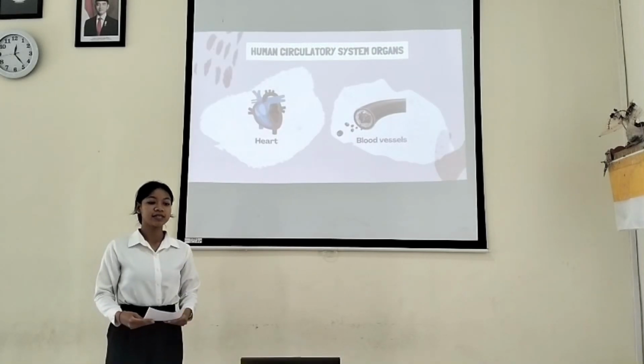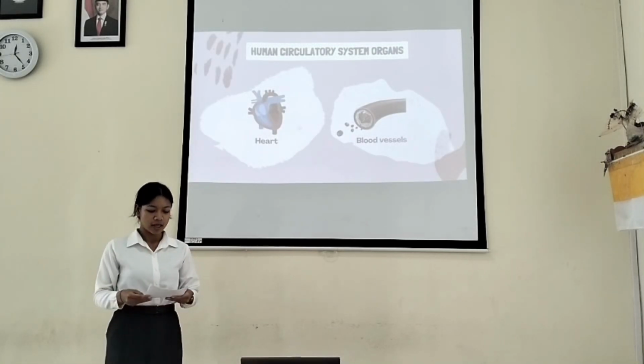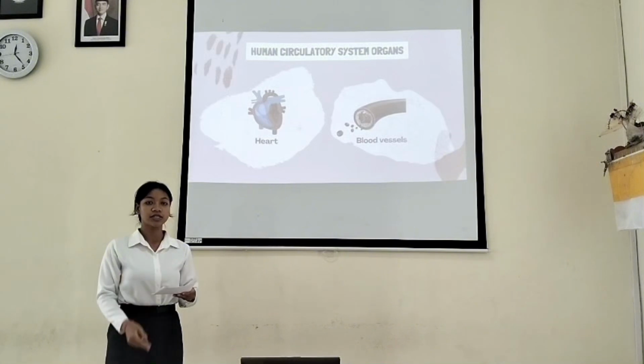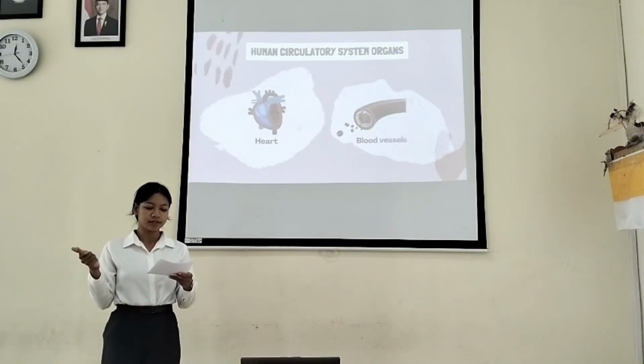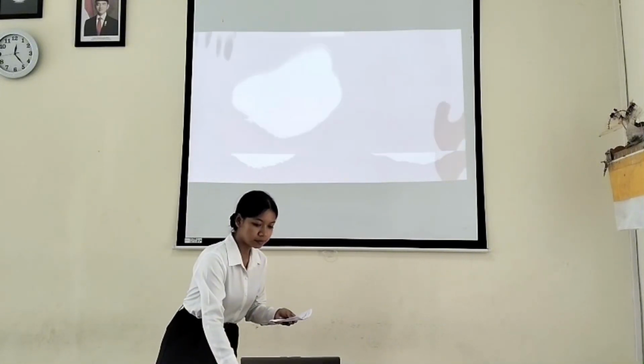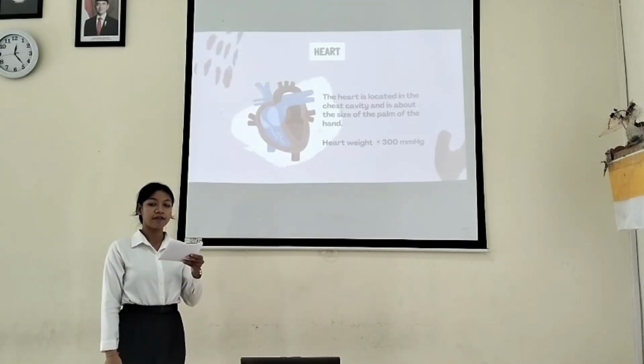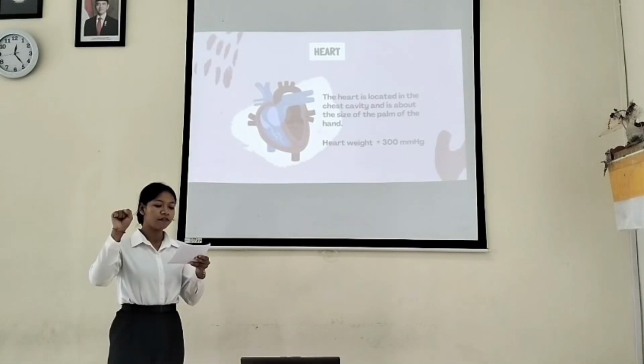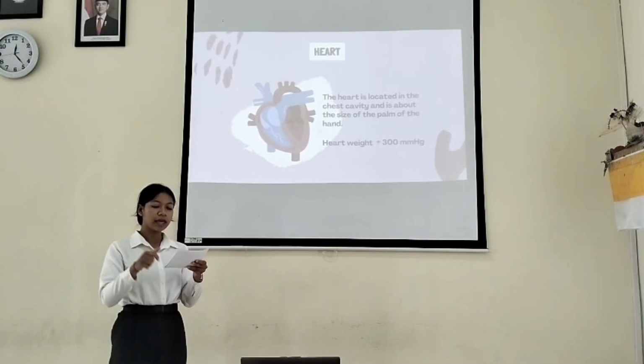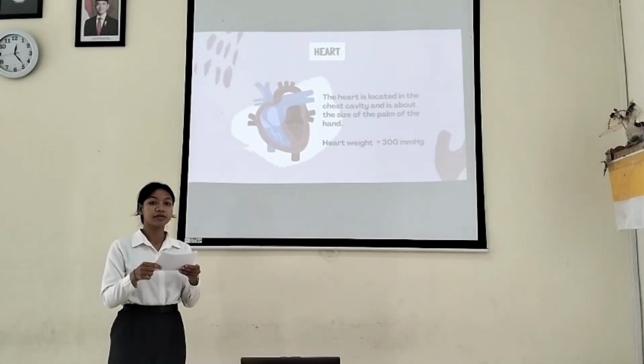The next topic is about the human circulatory system organs. The human circulatory system consists of the heart and blood vessels. Heart: the heart is located in the chest cavity and is about the size of the palm of the hand. The weight is approximately 300 grams.